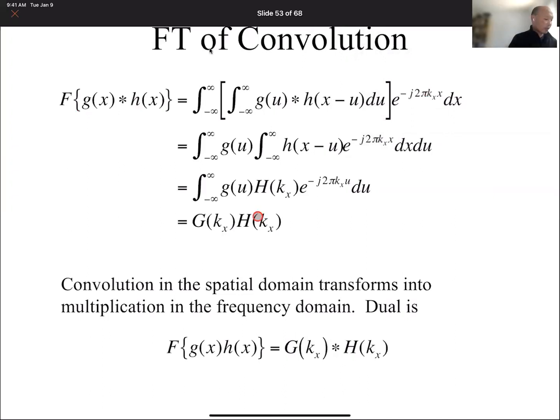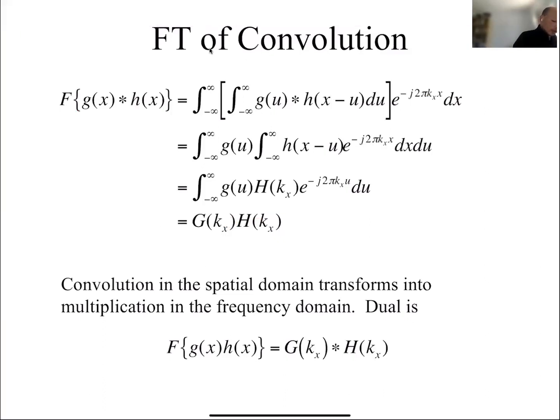So convolution goes to multiplication, and so we can get this working again. Nope. All right, well, we'll just have to proceed without that. So convolution goes to multiplication and multiplication goes to convolution.